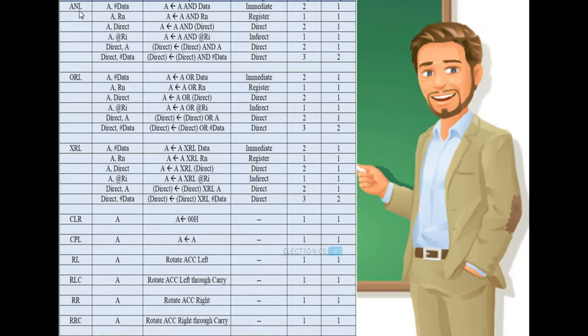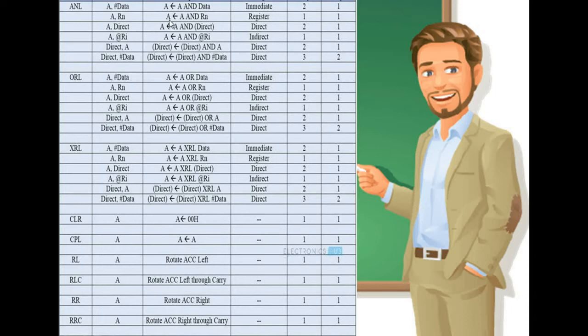First one, AND logic. It is going to perform the AND logic between the given operands. That means ANL A, #data, an immediate data. Here AND logic A, #data means it performs AND logic with the data. Accumulator A will perform an AND logic with the immediate data and store the result in A.